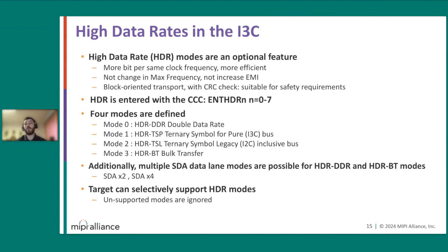On top of that, we also specified multiple data lanes. So instead of just the traditional 2-lane data bus with a clock and a data, you can add an additional data lane so that you have 2 data lanes, or even up to 4 data lanes. Obviously, the more data lanes you have, the more throughput and more bits per clock you're going to get through.